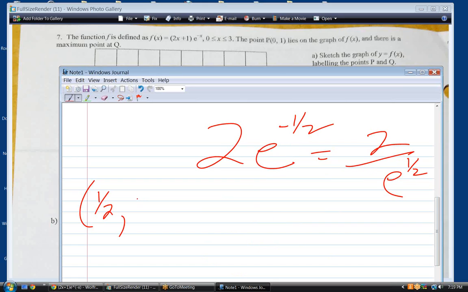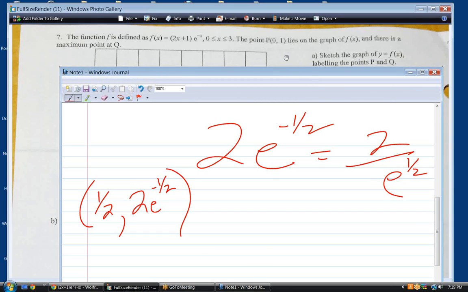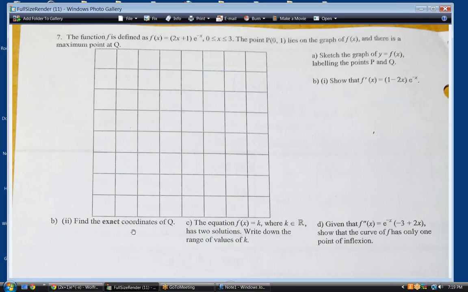So the coordinates of Q are going to be 1/2, and then the value, right there in parentheses. Right. Okay. So that was part B: find the exact coordinates of Q. I still can't quite figure out how they expect you to do A without doing B first, but all right.